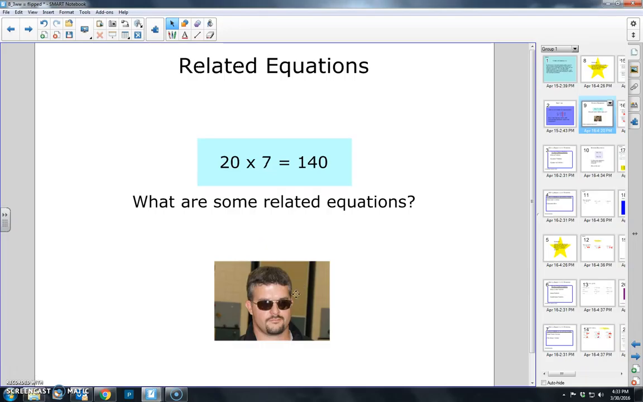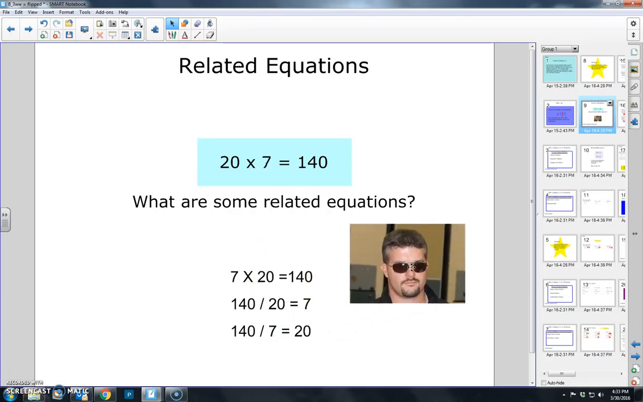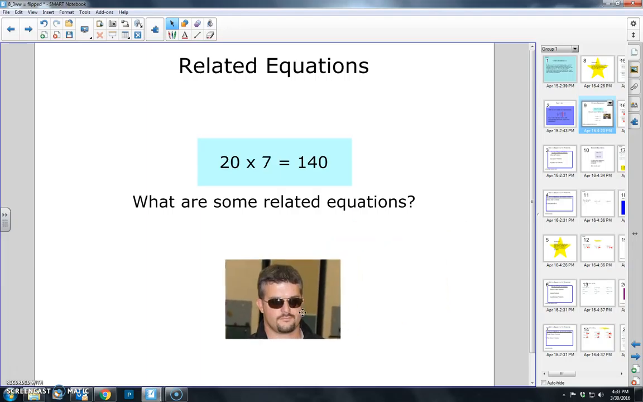All right, welcome back. If we slide my head over this way, we have 20 times 7 equals 140. But we can also change it up: 7 times 20 equals 140. 140 divided by 20 equals 7. 140 divided by 7 equals 20. They're all related. This is a fact family, if you want to remember that term.